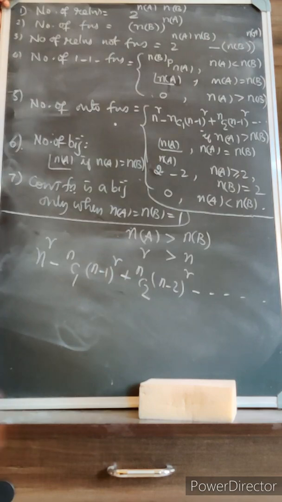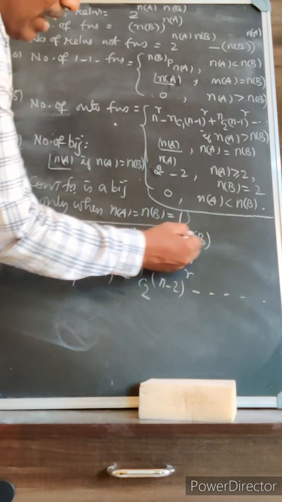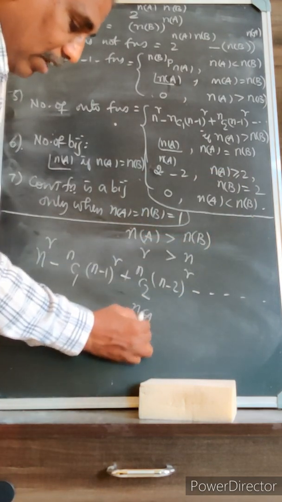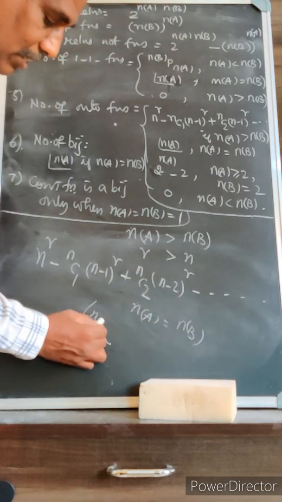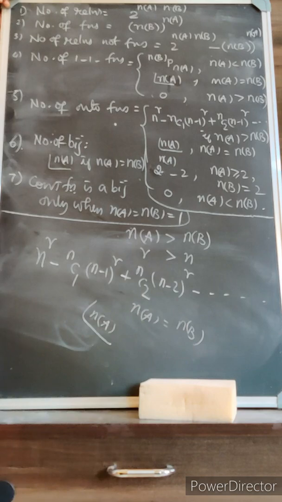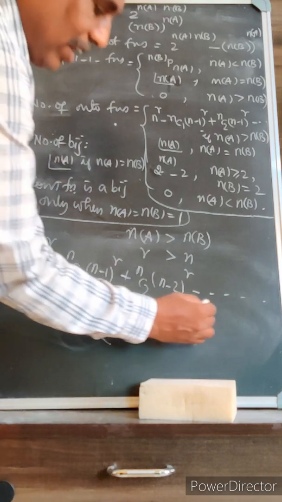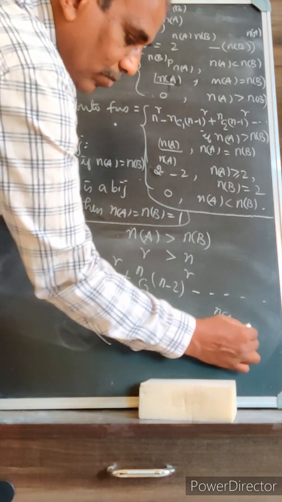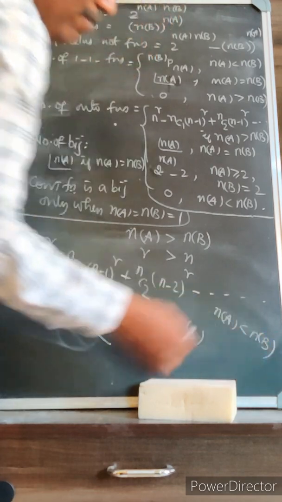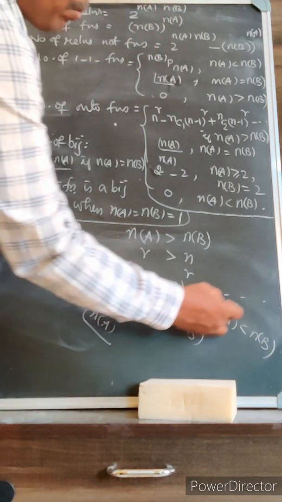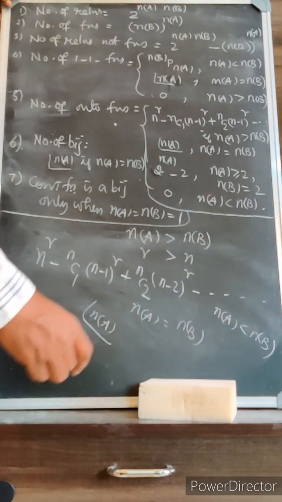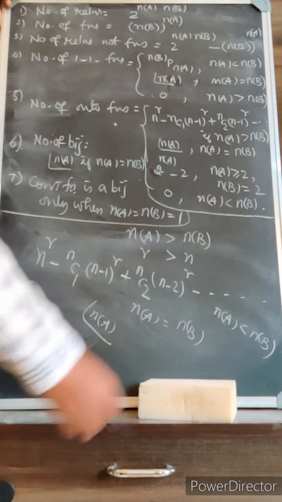When n(A) and n(B) are equal, the number of onto functions is n(A) factorial only. But when n(A) is less than n(B), then the number of onto functions is not defined.